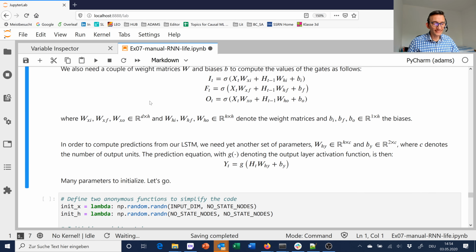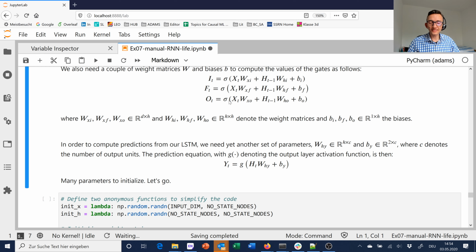Let's look at the gates. Here are the gates. Quite a bit of math, but it's not too bad. It's just mini neural networks, and we have coded neural networks before. Let's start with these. I mean, look at that. That's very similar to what we did before. We had just said x times weight plus previous hidden state times weight plus bias. And exactly the same for the forget and the output gate.